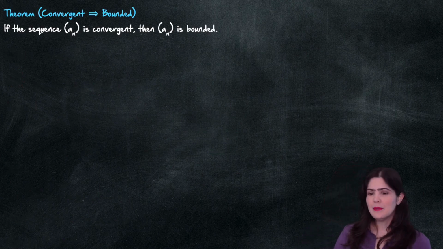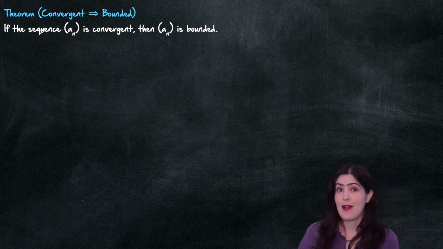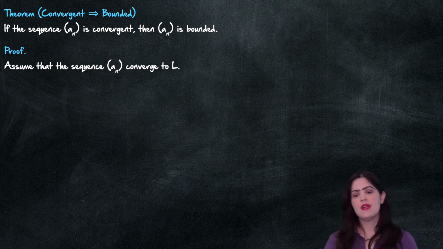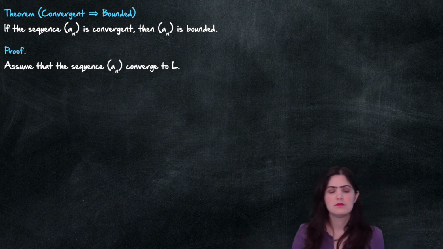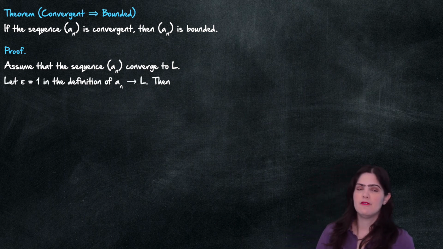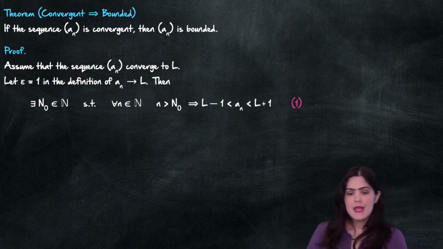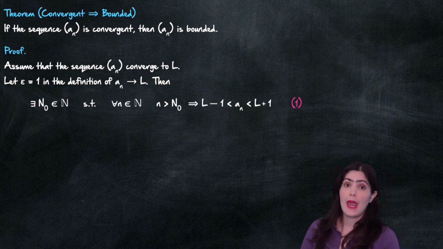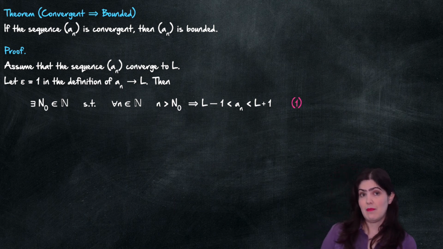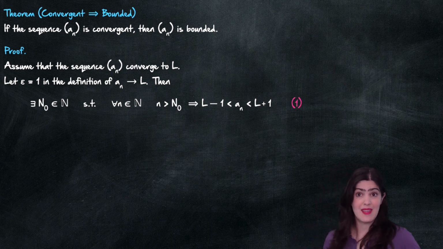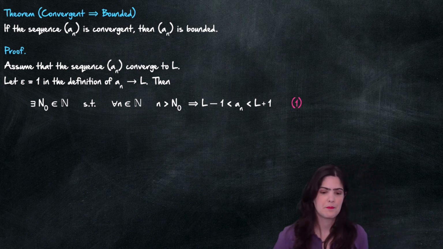Great, welcome back. So now let's try to write down the proof. You see, we're going to assume, to begin with, that the sequence converges to L. And we're going to take epsilon equals 1 in the definition of convergence. Then we know that there exists an n naught such that for n bigger than n naught, a_n is between L minus 1 and L plus 1. And these are good. We're going to be using this, so let's put a label on it.